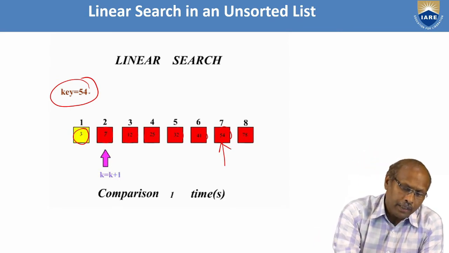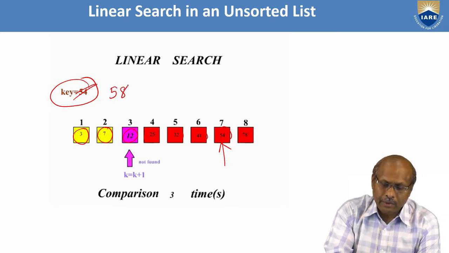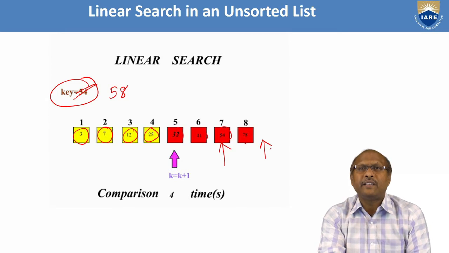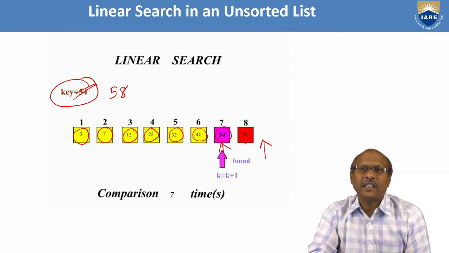If, for example, instead of 54, assume I give 58. In that case, what will happen? It will go till the end, but it is not found. It has reached the end, so it will say not found. So this is the way linear search works.